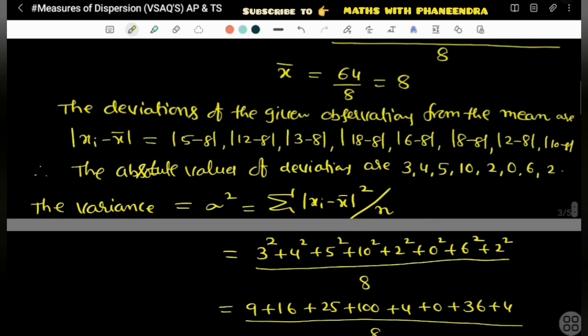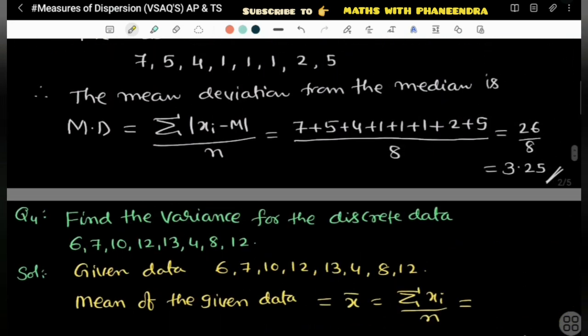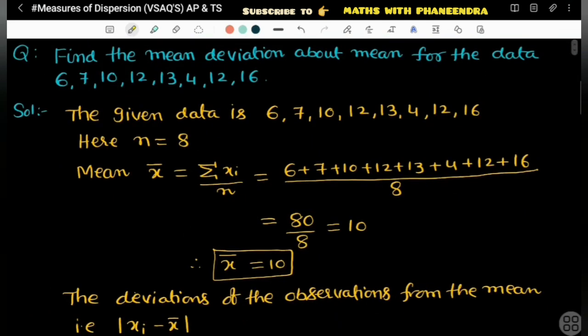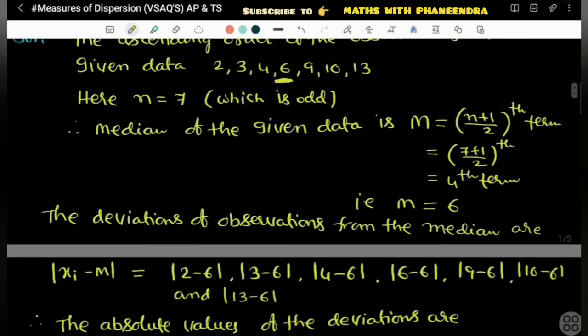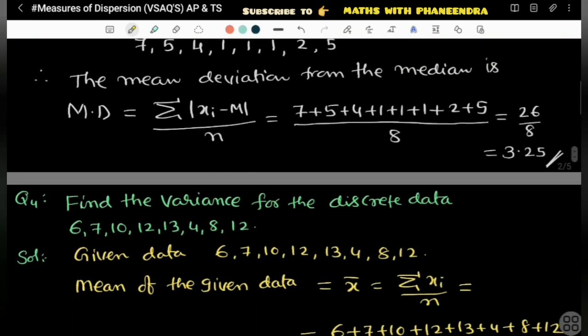I hope you understand, students, the measures of dispersion. Once again, I will recollect that all. This is question number 1. Slowly, problem by problem, you understand that, you will get easily.